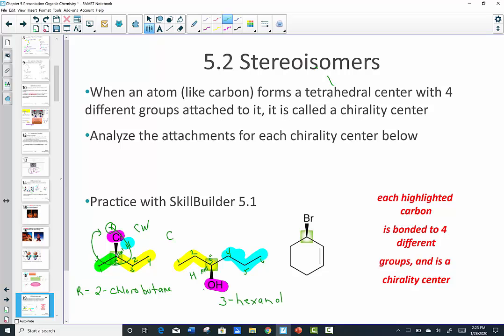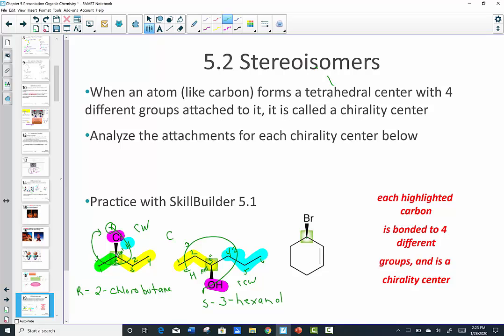We'll learn that the top priority was the oxygen, the highest atomic number. The longer carbon chain is the next priority, then the ethyl. We're spinning in this direction. That is a counterclockwise direction. So that would be the S configuration.